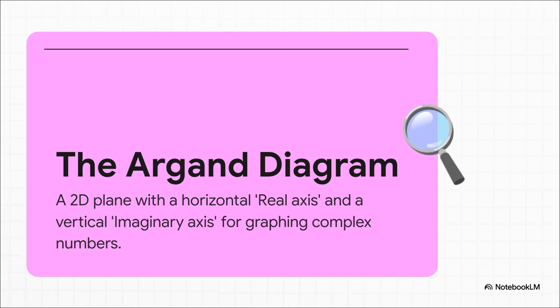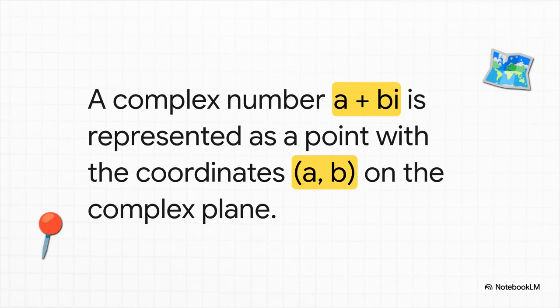All we do is take our familiar horizontal axis for the real part, and we add a vertical axis for the imaginary part. Simple as that. And bam, just like that, what was this abstract idea, a plus bi, suddenly becomes a real, tangible point on a graph. It's just the point a comma b. The real part is your x-coordinate, the imaginary part is your y-coordinate.